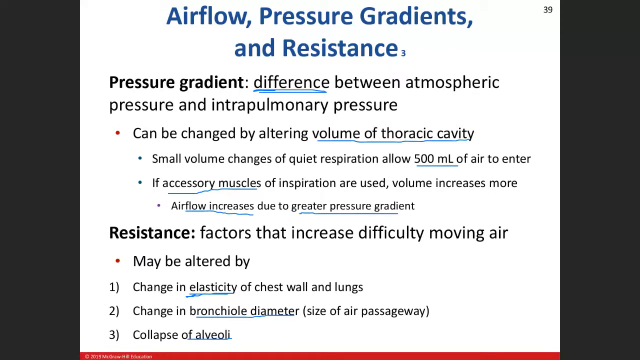Okay, so we're going to go through these and talk about these individually here. Resistance is any of these factors that make it more difficult to move air into and out of the lungs. Again, that could be a change in the elasticity of the chest wall and lungs. We can alter the bronchial diameter, make it bigger or smaller, or collapse of the alveoli. Normally, if we're going to increase resistance, we'll make the bronchial diameter smaller.